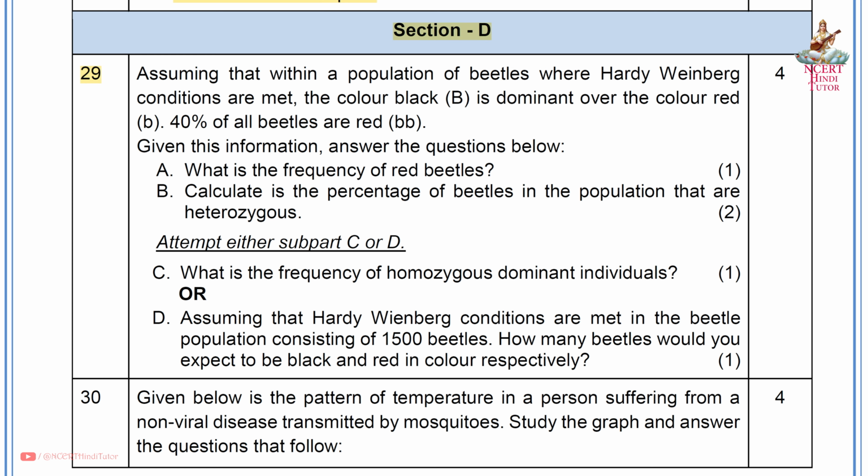Section D, question 29. Assuming that within a population of beetles where Hardy-Weinberg conditions are met, the color black B is dominant over the color red small b. 40% of all beetles are red small b small b. Given this information, answer the questions below. A. What is the frequency of red beetles?